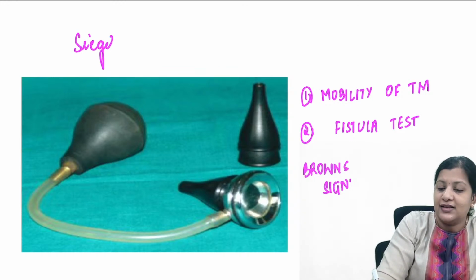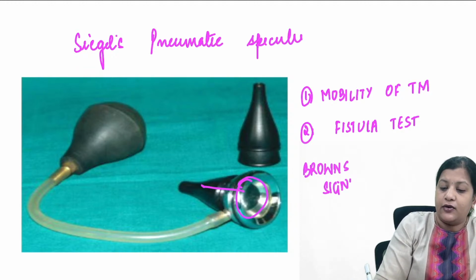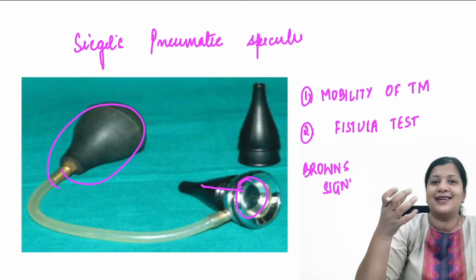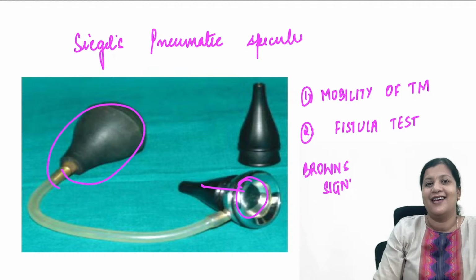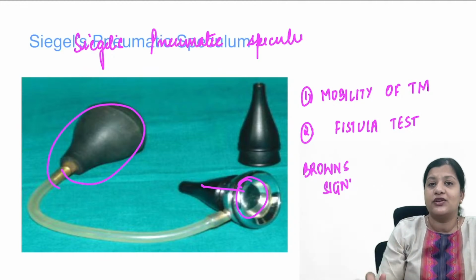So what is this called? This is called Siegle's pneumatic speculum. So we insert this speculum end into the external auditory canal, and this is the cuff with which we increase and decrease the pressure in the canal. So I hope all of you got it. The name is Siegle's pneumatic speculum, and what is it used for? It is used for assessing the mobility of the tympanic membrane, for fistula test, and of course in glomus to do the Brown sign.